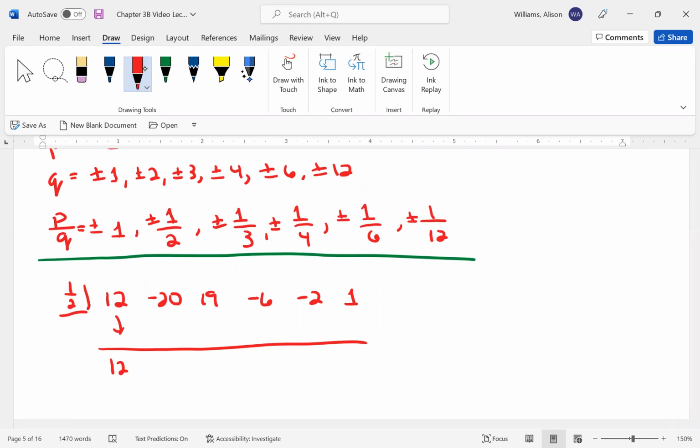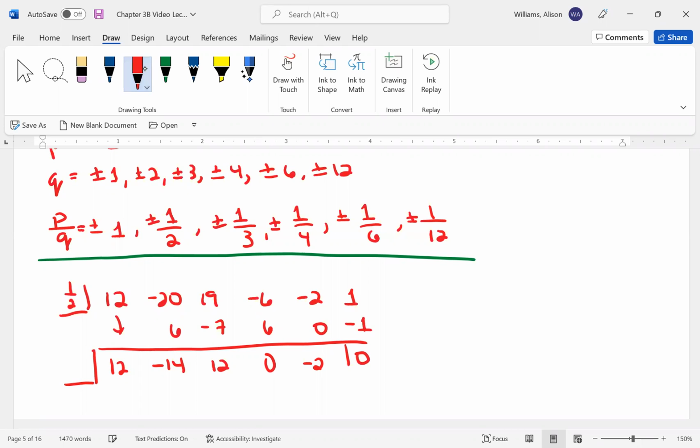12 times 1/2, we're just halving it, so that's 6. Adding those, negative 20 plus 6 is negative 14, times 1/2 is negative 7. Adding that to 19 is 12, times 1/2 is 6 again. Adding those is 0, times 1/2 is 0, with the negative 2. Negative 2 times 1/2 is negative 1, and that's 0. Cool, okay, so it worked.